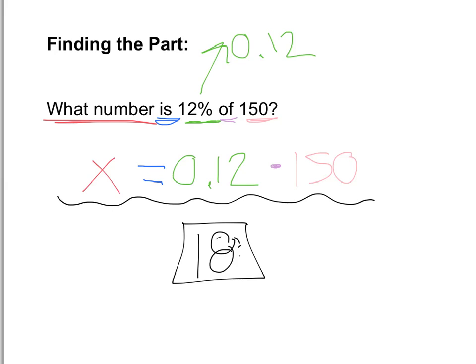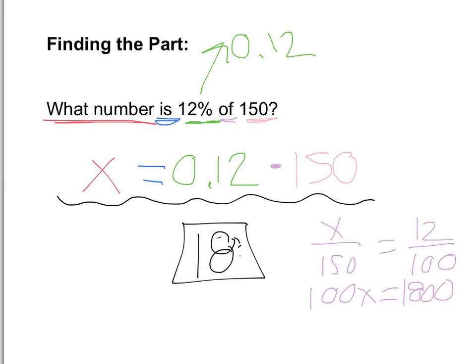Now if we solve this using the percent proportion like we did yesterday, we would have set it up like this. And we would have gotten the exact same thing, because this would have been 12 times 150 is 1800. We would have divided both sides by 100, and we still would have gotten 18. So it's just another way to do it. Let's try another.